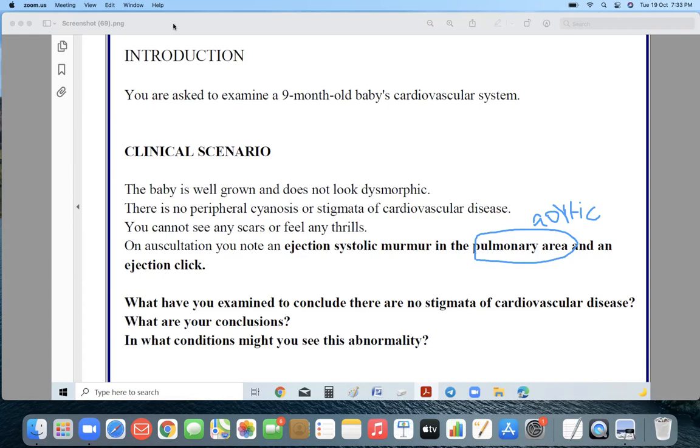We will do it like this. This is aortic stenosis and it is not corrected yet. They have not done anything. So what will be the positive findings? Start from the hand.